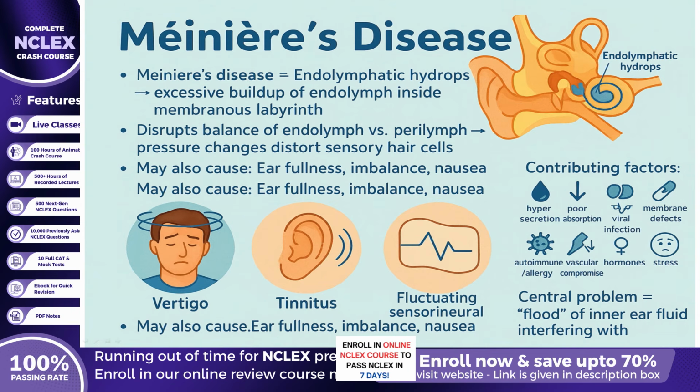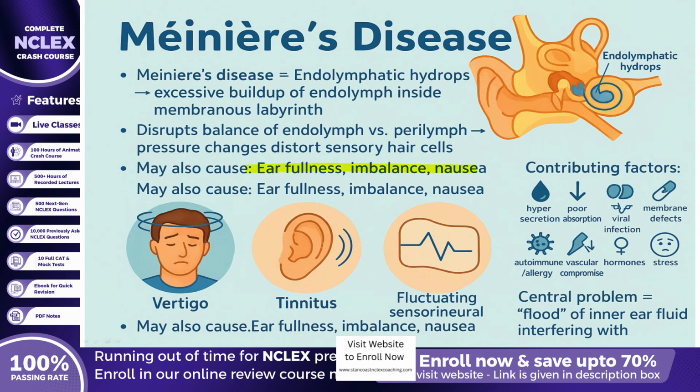Meniere's disease is characterized by endolymphatic hydrops, which means there is an excessive buildup of endolymphatic fluid inside the membranous labyrinth. This disrupts the balance between endolymph and perilymph and alters pressure regulation, causing distortion of sensory hair cells in the cochlea and vestibular system. This disturbance produces the classic triad of symptoms: vertigo, tinnitus, and fluctuating sensorineural hearing loss, often accompanied by sensations of fullness in the ear and imbalance.